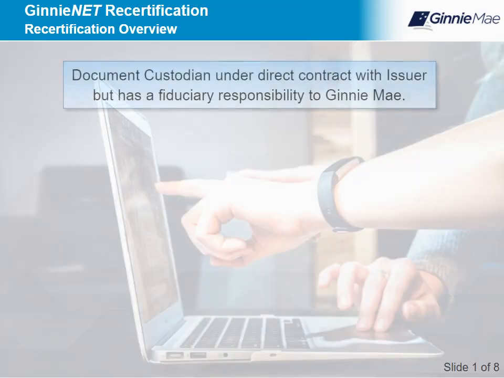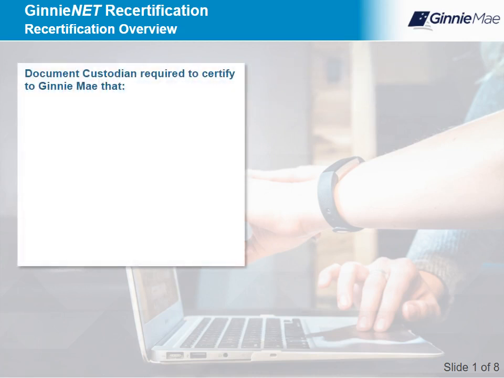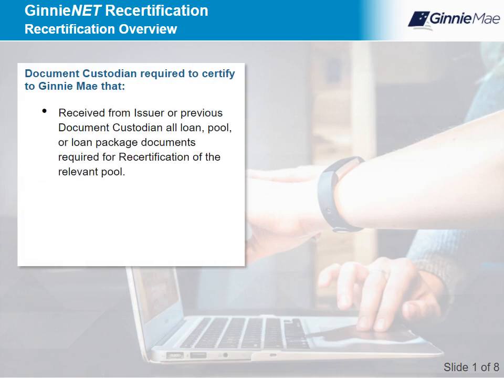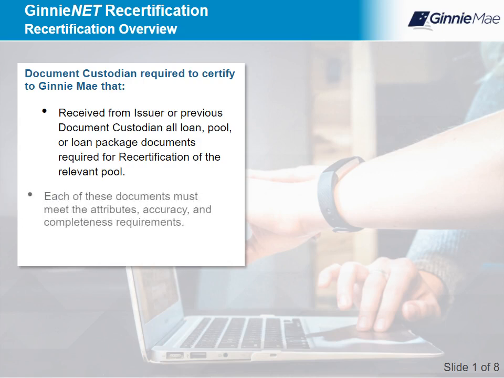The document custodian works under direct contract with the issuer, but has a fiduciary responsibility to Ginnie Mae. The document custodian is required to certify to Ginnie Mae that it has received either from the issuer or the previous document custodian all loan, pool, or loan package documents required for recertification of the relevant pool. Each of these documents must meet the attributes, accuracy, and completeness requirements.